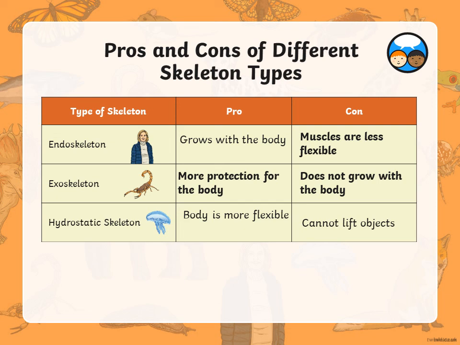And the hydrostatic skeleton, it's good because the body is more flexible. But unfortunately, they can't lift objects because their body has no strength to it. How did you do?